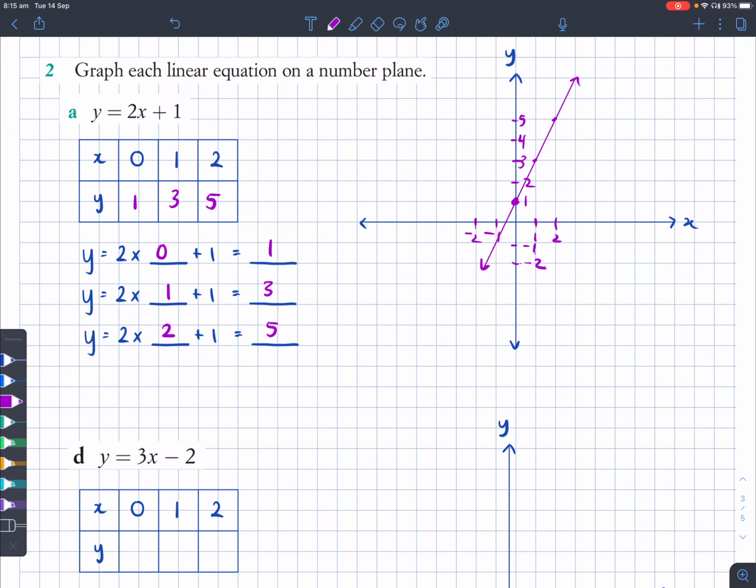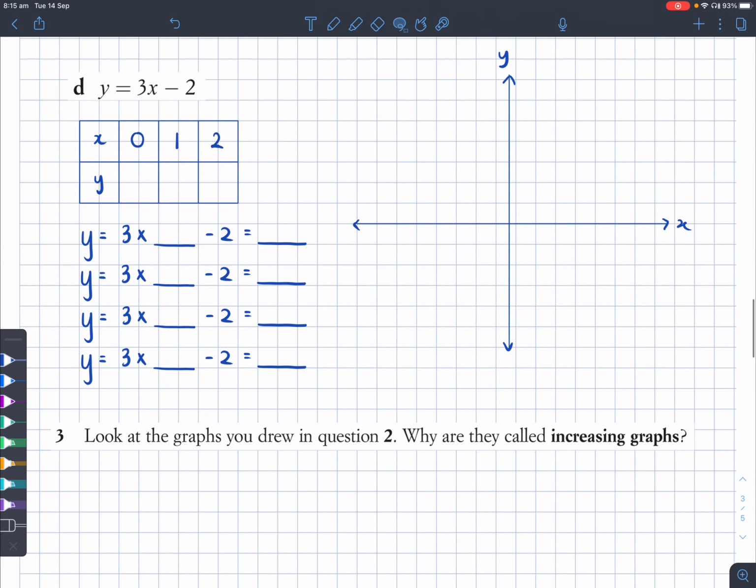Okay, question D. y is equal to 3x minus 2. So we're going to replace x by 0 first. 3 times 0 is 0, minus 2 is negative 2. If I do 3 times 1 minus 2, 3 times 1 is 3, 3 minus 2 is 1. 3 times 2 minus 2, well, 3 times 2 is 6. 6 minus 2 is 4.